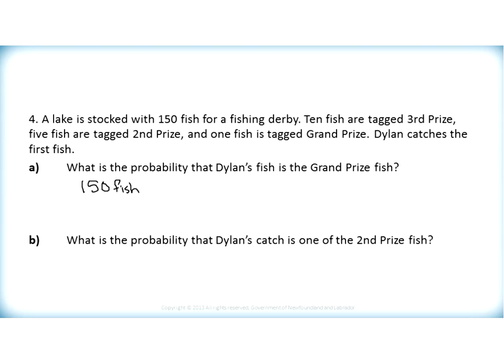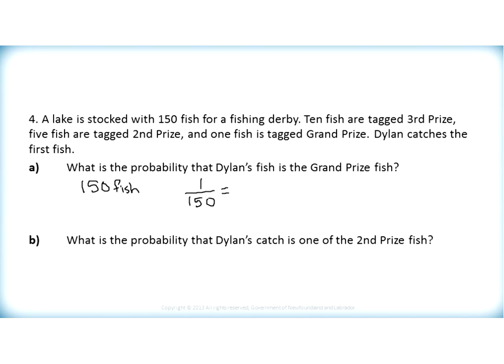Okay, so there are 150 fish available to him to fish. He only catches 1. So the probability that he catches the grand prize fish is the number of grand prize fish that are available, which is 1, divided by the total number of fish that are available, which is 150. Okay, and as a fraction, that's 1 divided by 150.